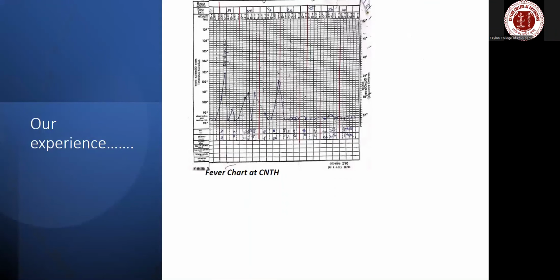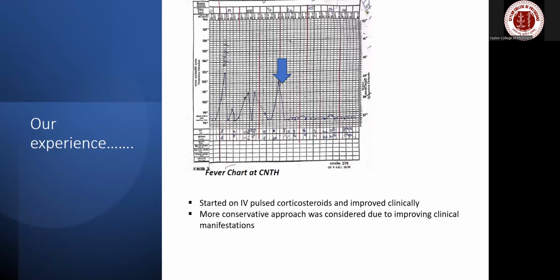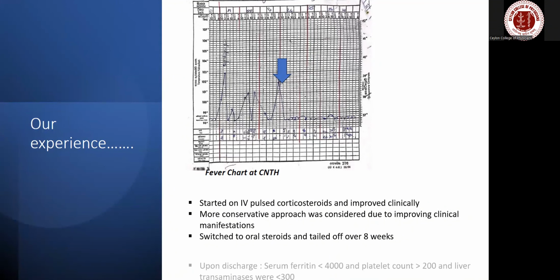So, our experience. This patient's fever was continuing, and after the bone marrow showed haemophagocytosis, he fulfilled 5 out of 8 HLH criteria. Here, we started the patient on IV steroids, and you can see the nice fever reversal. Then we discussed with the hematology team and the microbiology team, and approached with conservative management because the patient was showing clinical improvement, and was biochemically and hematologically improving. The patient was switched to oral steroids and tailed off over 8 weeks.